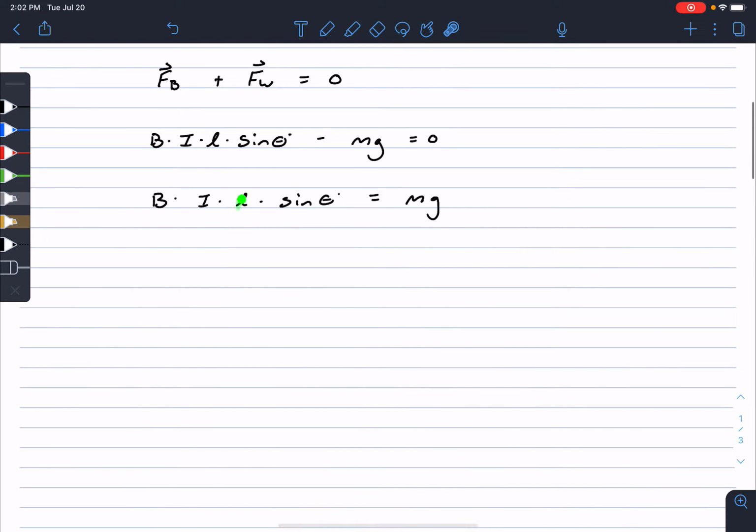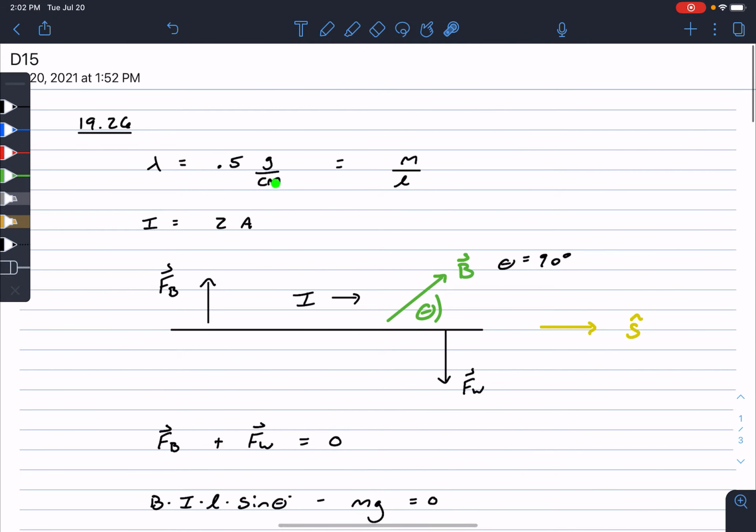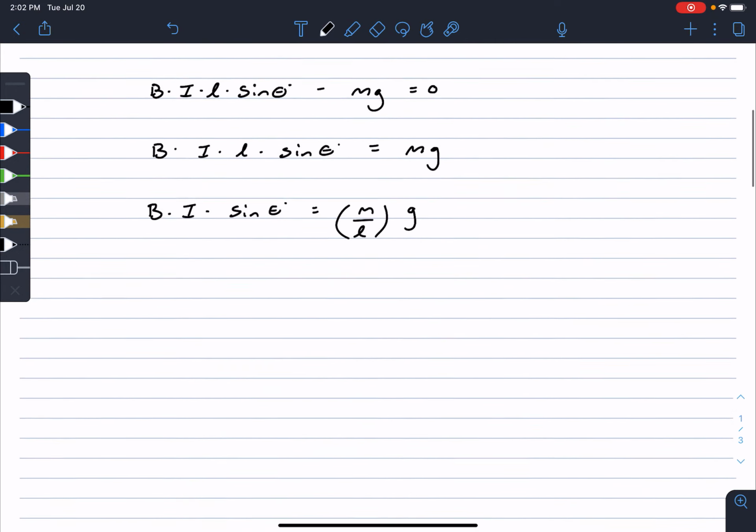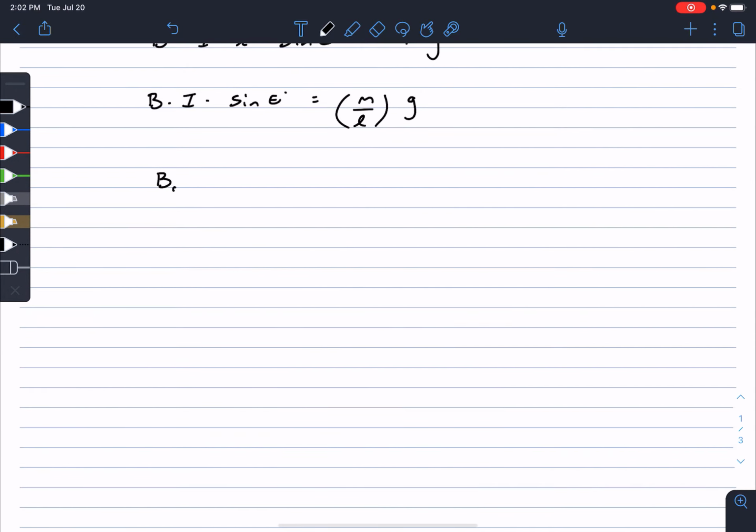Well, we don't know the length of the wire, we don't know the mass of the wire, but we do know something that was given to us earlier. B times I times sine of the angle is equal to m over L times g. I'm just taking L to the other side, and now this is something that we've seen before. In fact, it was the first thing we were given. So B, we'll call this B min, is equal to m over L times g times 1 over I. And we're going to assume that the angle is 90 degrees.